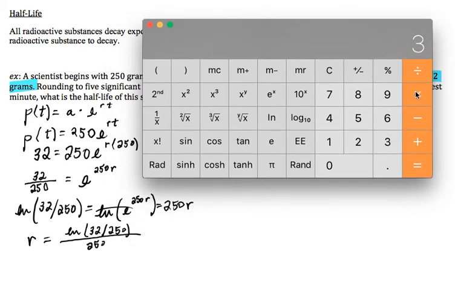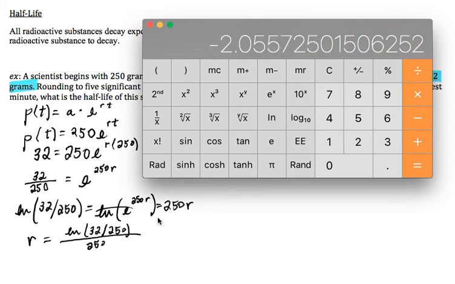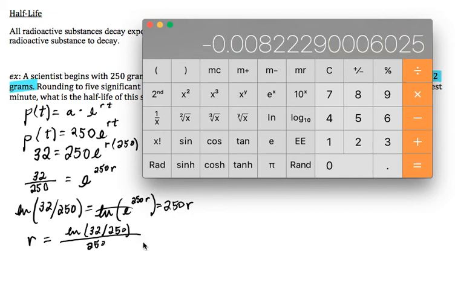So 32 divided by 250, and then we're going to take the natural log of that and then divide that by 250. Okay, so r is equal to negative 0.0, actually we do need 5 significant digits, it's negative 0.0082229, so those are our 5 digits there.